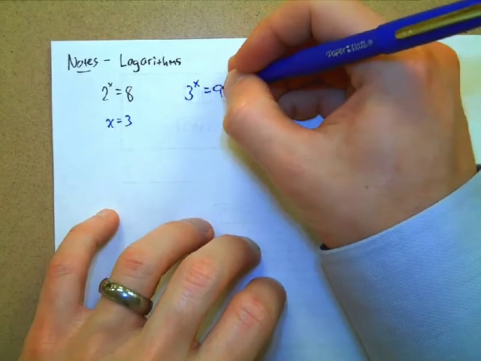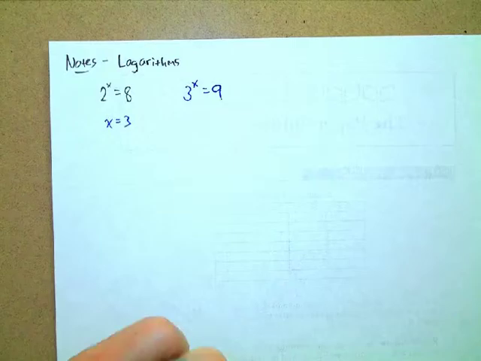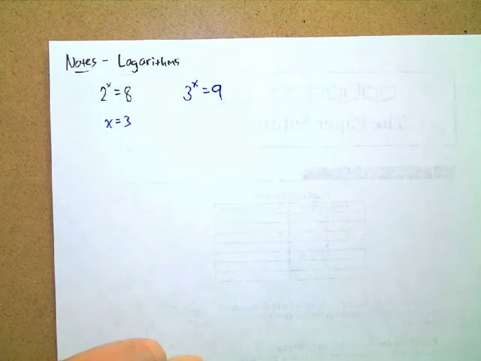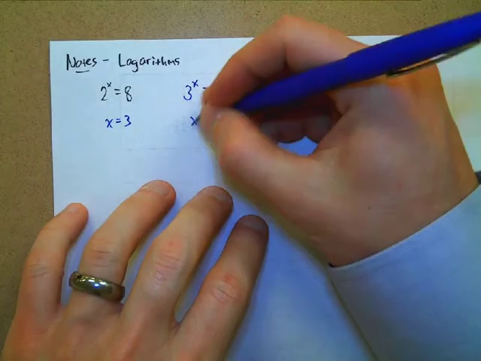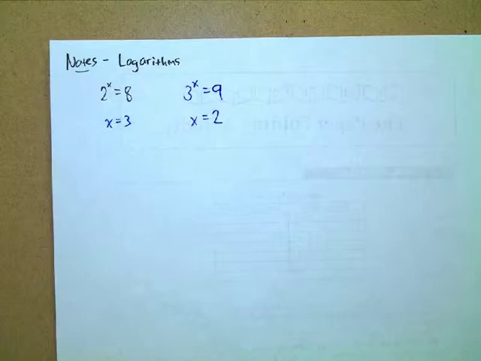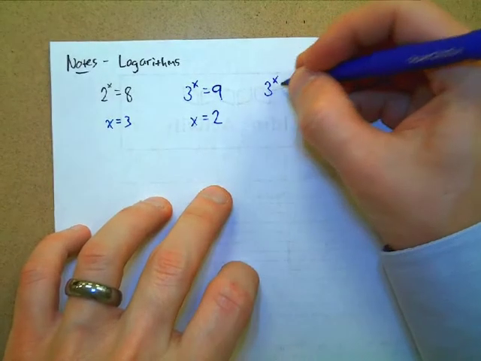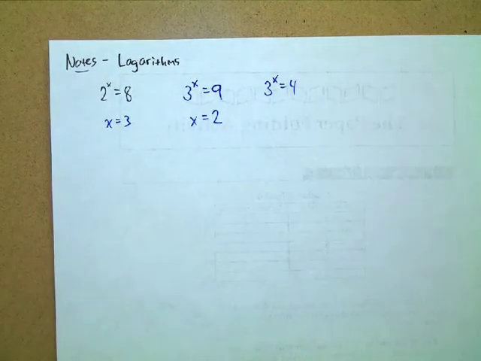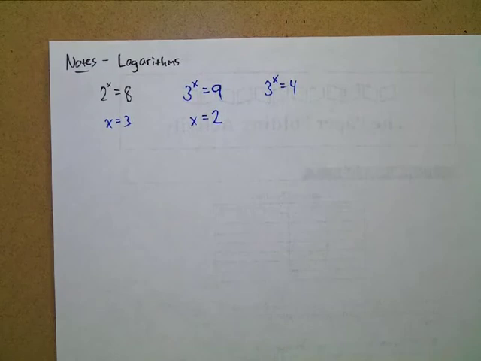3 to the x equals 9. What does x need to be here? Not 3, careful. 2. Okay, 3 squared is 9. All right, and how about this equation? What power of 3 is 4? 3 to what power gives us 4? 3 squared? Yeah, 3 squared would give us 9.